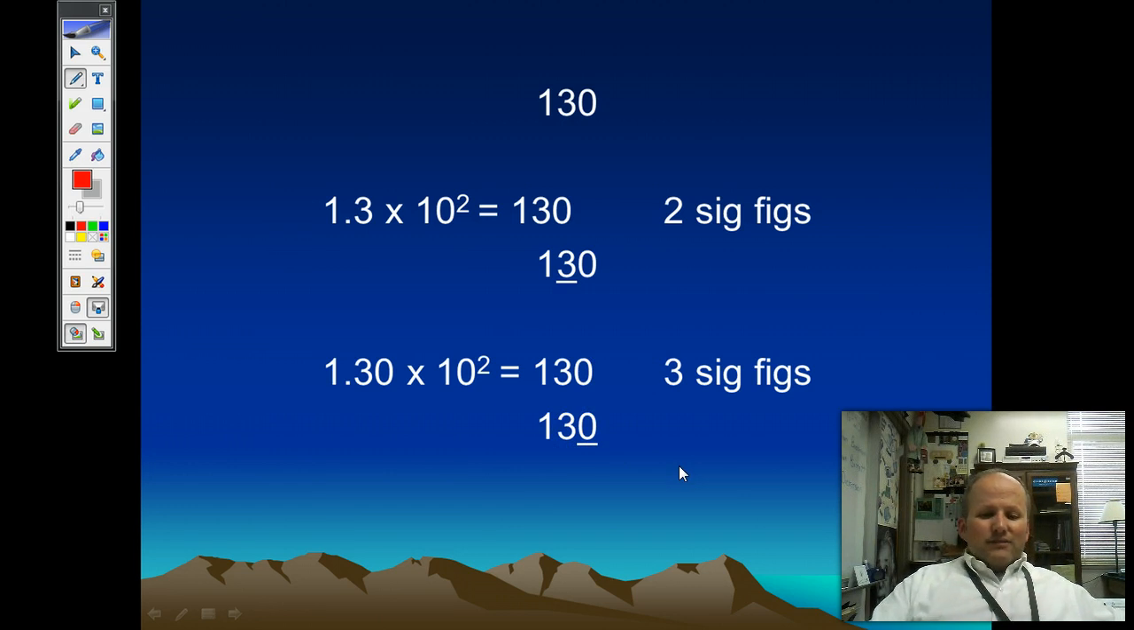And the easiest, and probably the one where you say, why didn't you just tell us that to begin with? If you want to show everything is significant, put a decimal point at the end. If you put a decimal point at the end of a measurement, you're saying everything is significant. That what you wrote down, you know the 1, you know the 3, you know the 0.